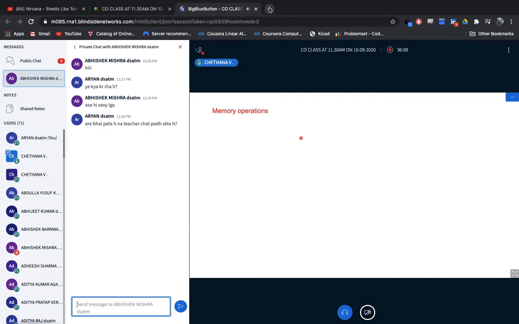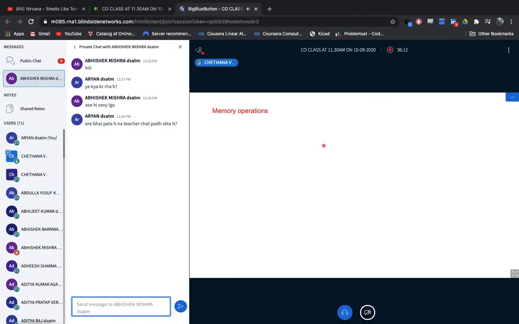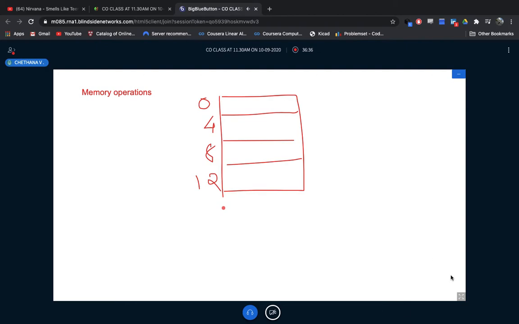So I'm going to write one memory for you. There is no beautiful memory, I'll just write one here. For this memory, what are the things you are going to do? We have a memory, and the addresses are also available: 0, 4, 8, 12. Now I have a memory available with me, with four locations. I'm going to store the data inside the memory. So my question to you is, what are the operations you can do with the memory?